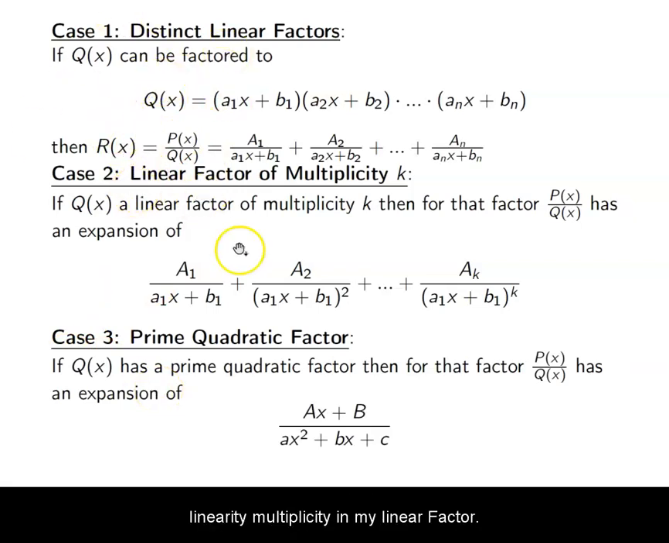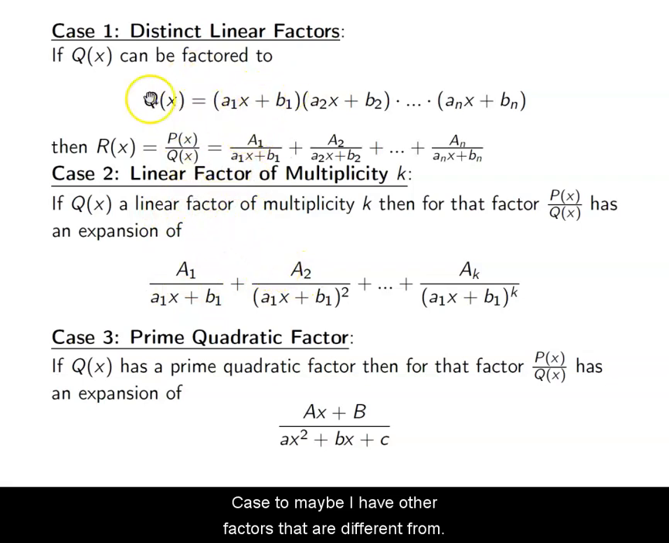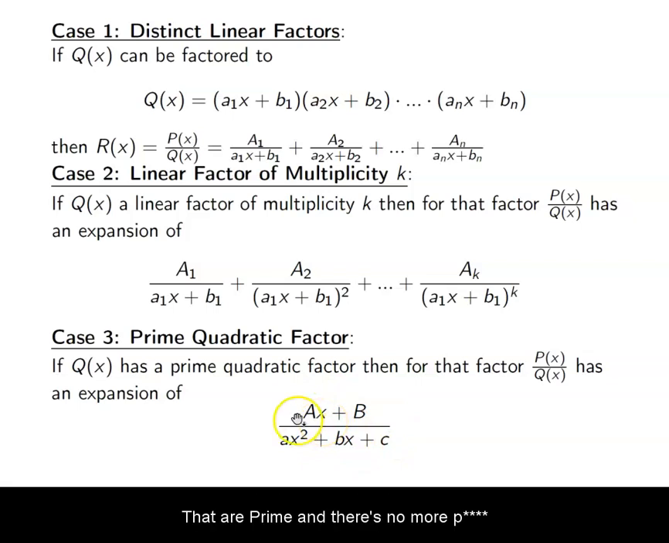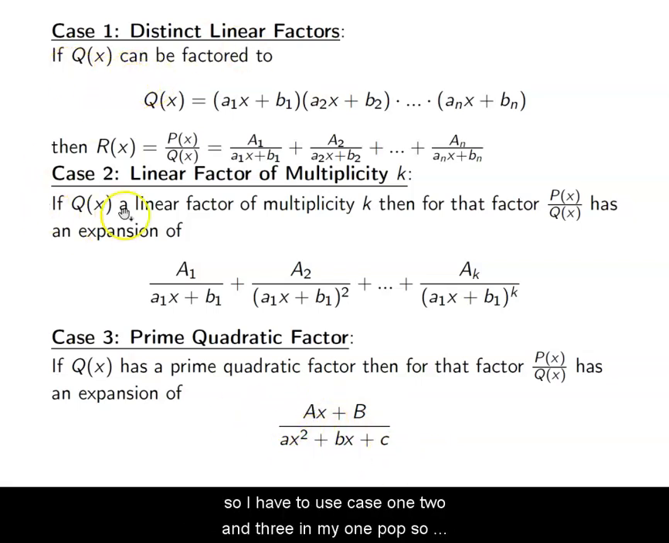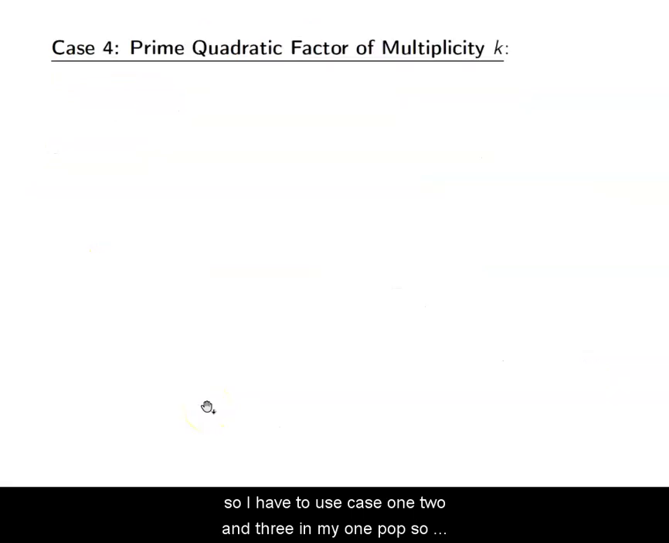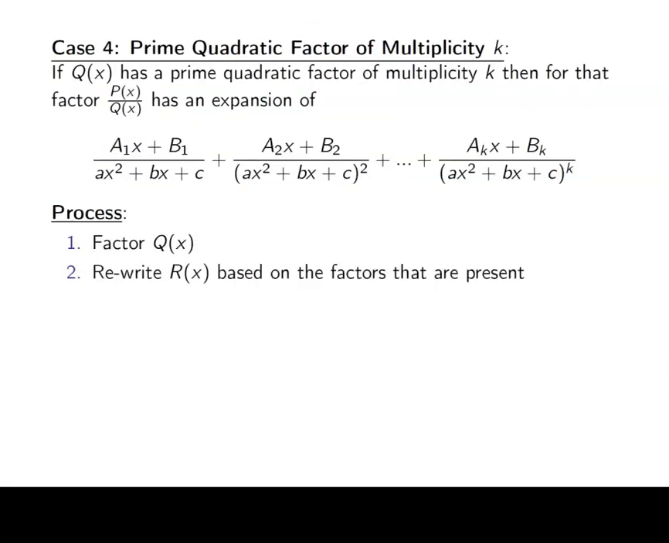Maybe I have multiplicity in my linear factor, so I have to use case 2. Maybe I have other factors that are different from this one that has multiplicity, so I have to use case 1. And maybe I also have quadratic factors in there that are prime and there's no multiplicity, so I have to use case 1, 2, and 3 in my one problem. So I'm looking at every single factor and saying, okay, is there multiplicity here? Is it distinct? Is it quadratic? Is there multiplicity for the quadratic or the linear? Depending on each factor, it depends on how I form my decomposition.